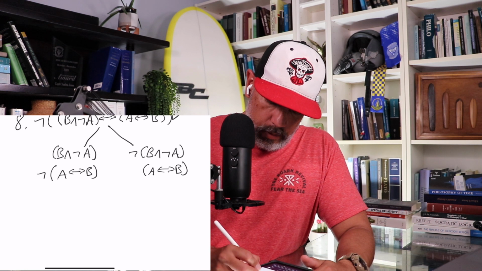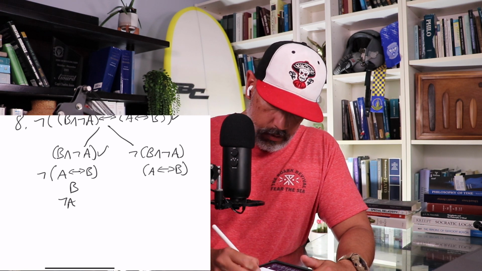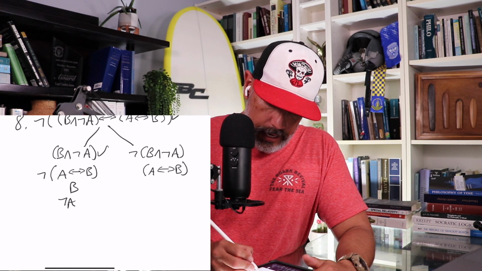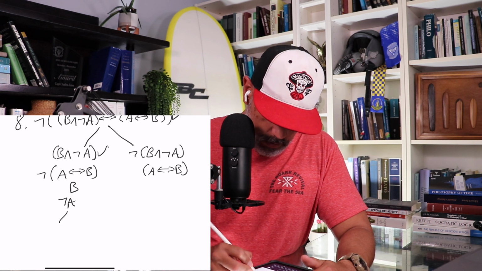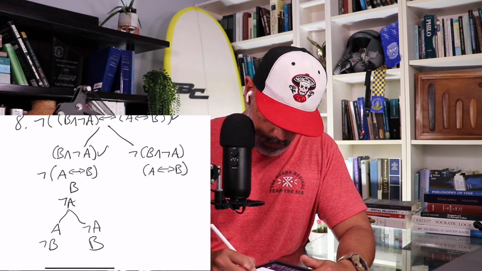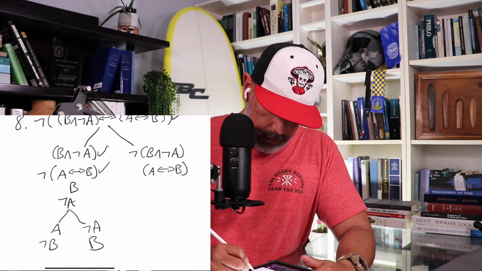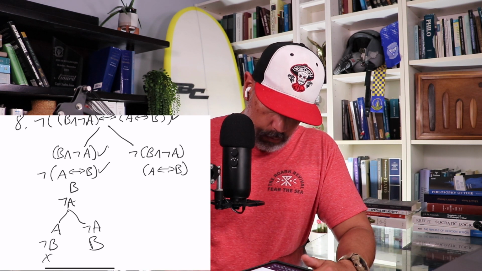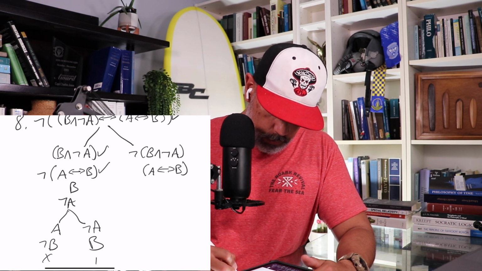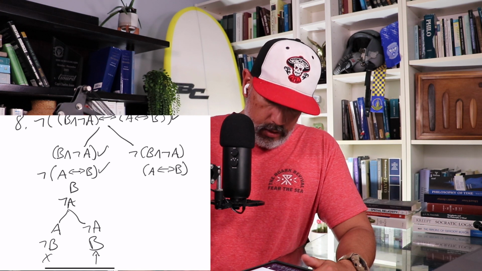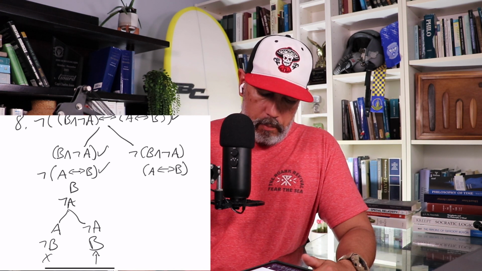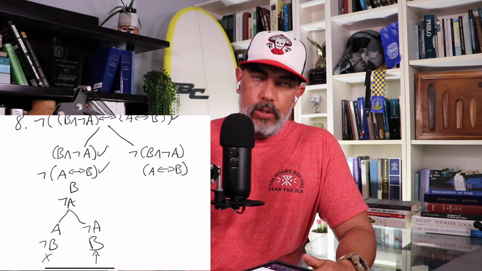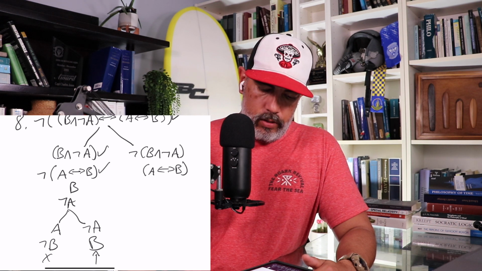All right, we'll do the B and not A. And then we'll do the not A if and only if B. And it looks like on the left-hand side, we close out. On the right-hand side, though, it looks like we have an open branch. So when A is false and B is true, then our original proposition is false.